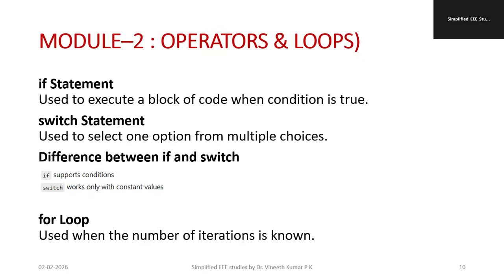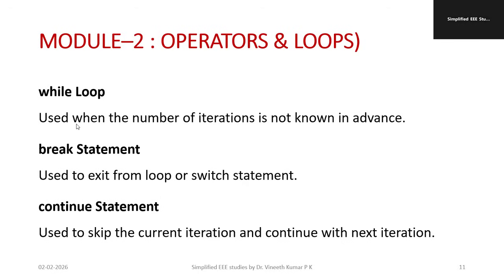What is for loop? Which is used when the number of iterations is known. What is while loop? Used when the number of iterations is not known in advance. What is break statement? Which is used to exit from the loop or switch statement. What is continue statement? Used to skip the current iteration and continue with the next iteration.